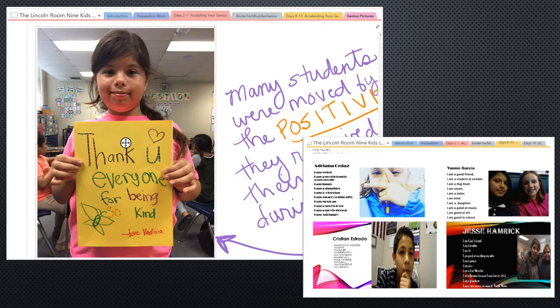And then after that, we write some I am poems to take a look at, well, now I've heard what other people think and I've already thought about my genius and what's in my heart. So who am I? What am I? What is it about me that makes me unique and special? This is another great way to get students to do some reflection and build community.